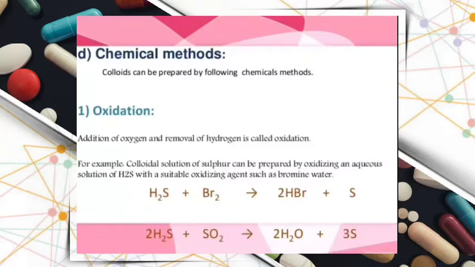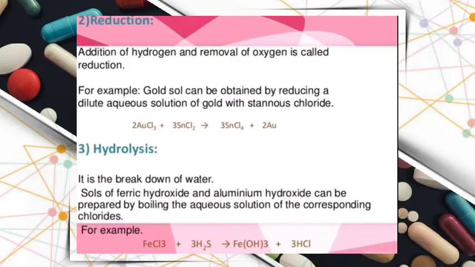H2S + Br2 gives 2HBr + S. Then 2H2S + SO2 gives 2H2O + 3S. Second is reduction. The addition of hydrogen and removal of oxygen is called reduction. For example, a gold sol can be obtained by reducing a dilute aqueous solution of gold chloride with stannous chloride: 2AuCl3 + 3SnCl2 gives 3SnCl4 + 2Au.